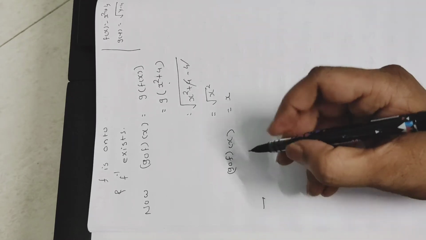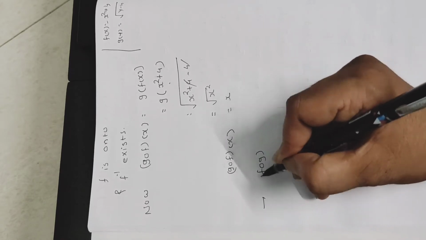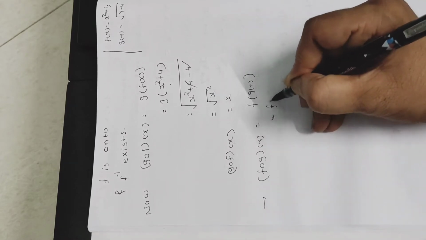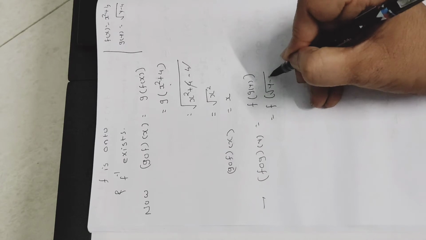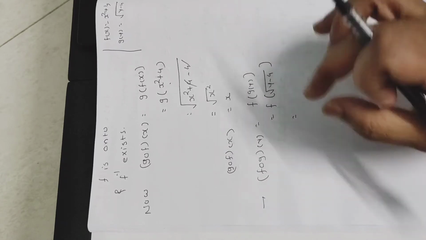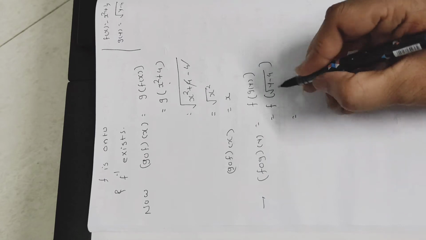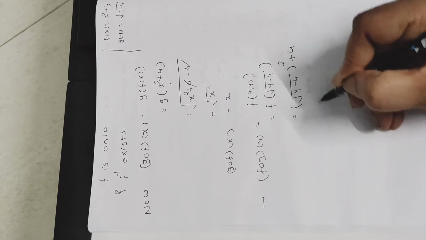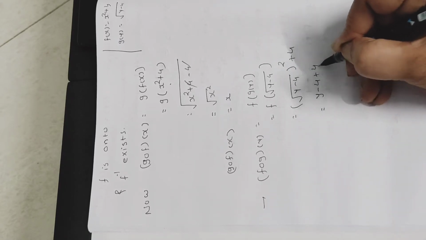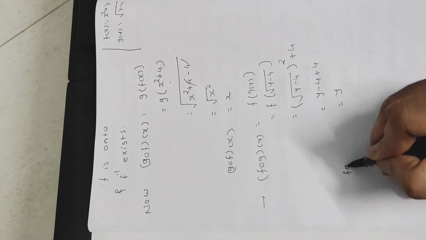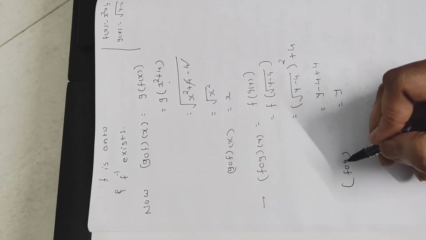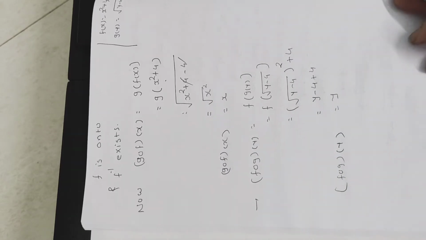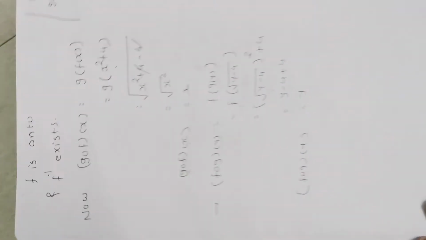Now FOG of y is equal to f of gy. F of gy means under root y minus 4. So this value I have to put in fx. So square plus 4, that is y minus 4. So y minus 4 plus 4, that is y. So FOG of y is equal to y.